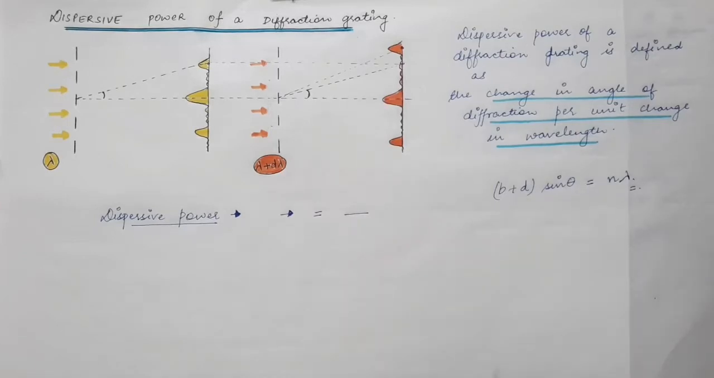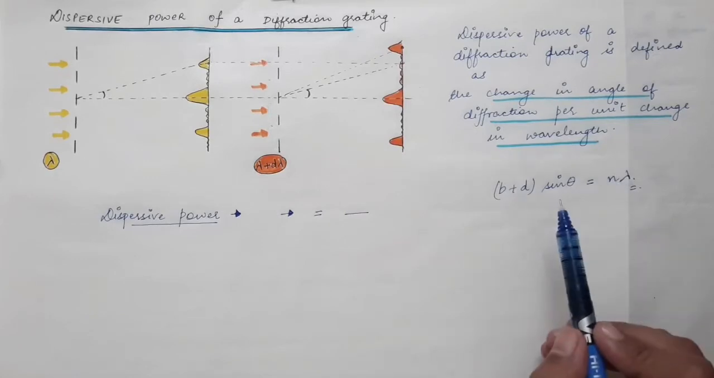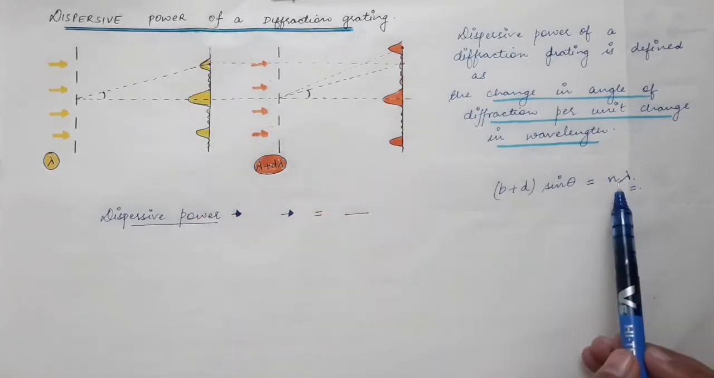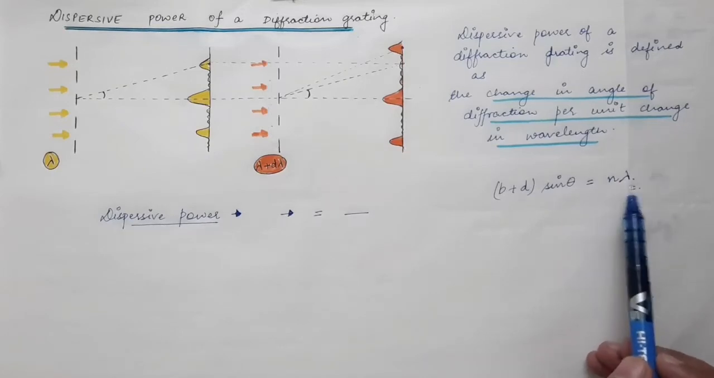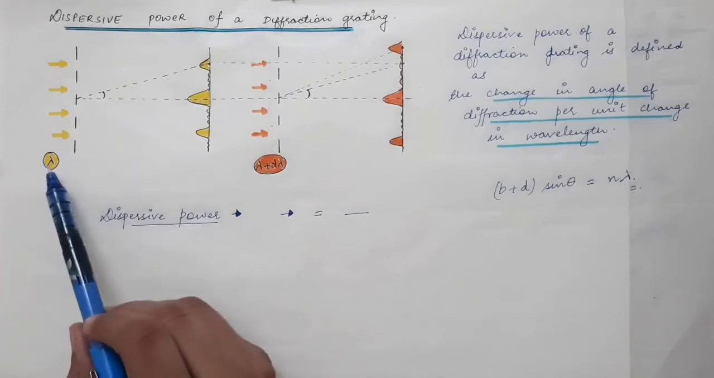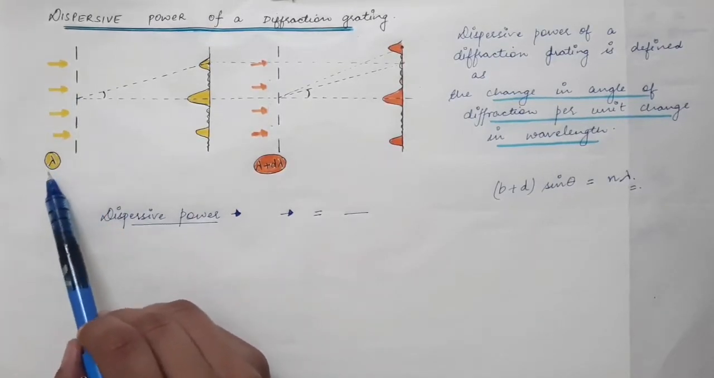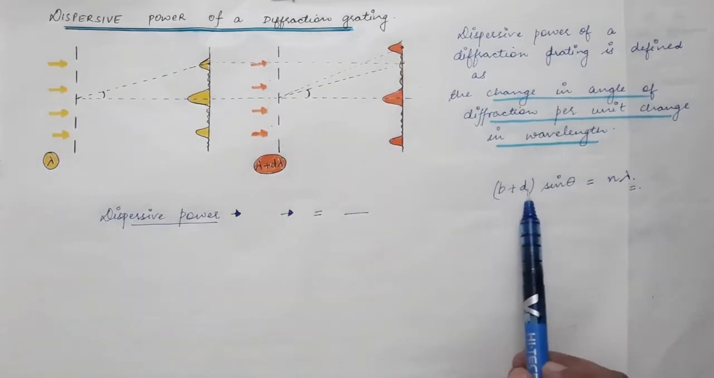If you are talking about a first principal maxima, so this is the first principal maxima, we are just considering the first principal maxima. So n will be equal to 1 in that case. The lambda is fixed. Here I have shown that yellow light is made to fall, so its wavelength will be fixed. So b plus d is also fixed.